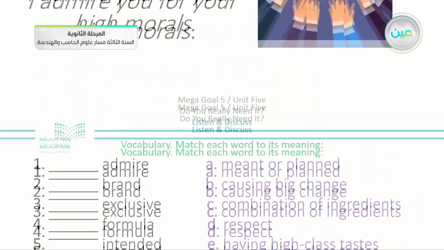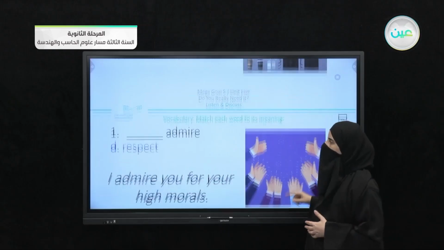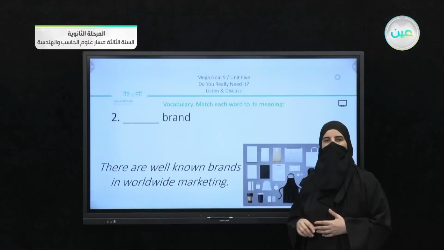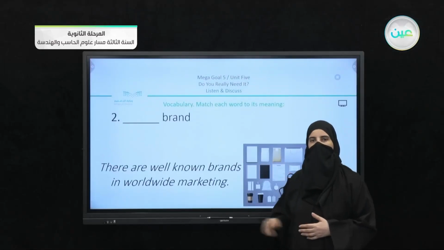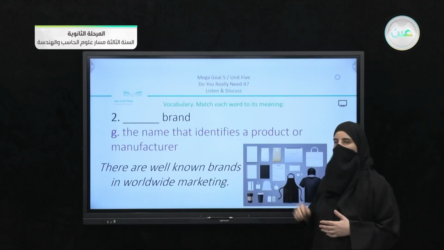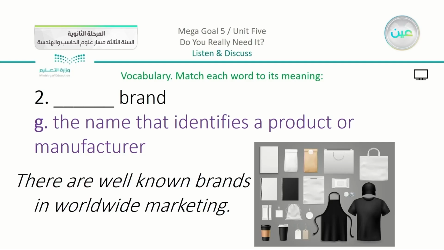So we have here the first word, which is the word admire. Do you remember when we showed this picture and we have here the example, I admire you for your high morals. And we can see that the answer here is to respect, which is D. The second word was brand, and we know that there are well-known brands in worldwide marketing, and we did agree that we have G, which is the name that identifies a product or manufacturer.